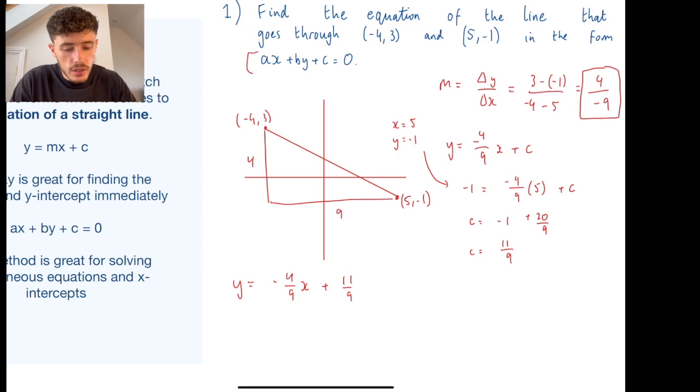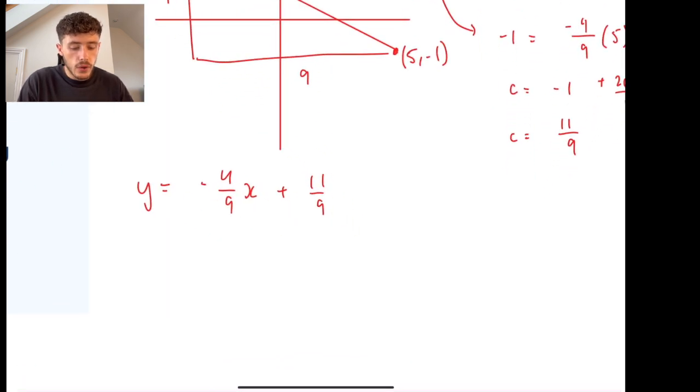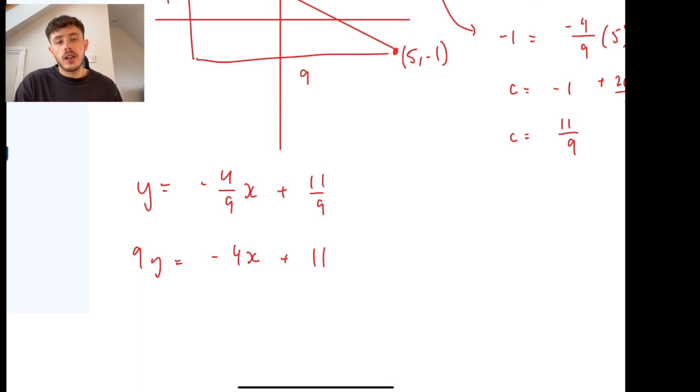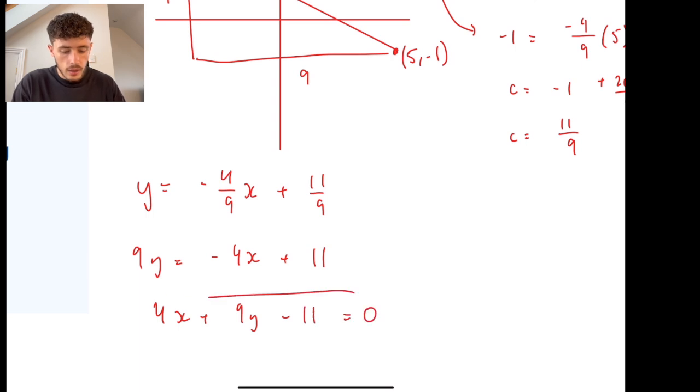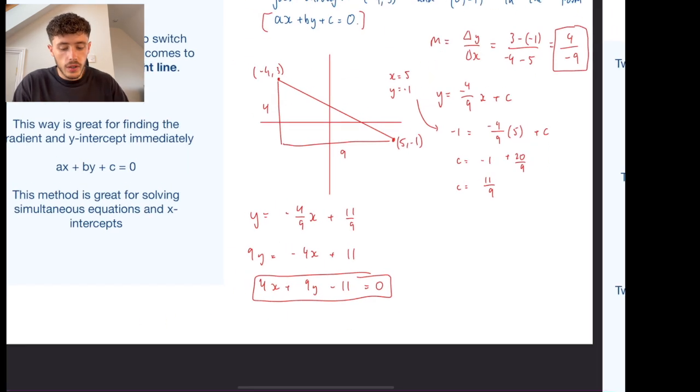And because we need to write it in this form of ax plus by plus c equals 0, we can first of all multiply everything by 9. So 9y equals -4x plus 11. And then bring everything onto the left-hand side. So we have 4x plus 9y minus 11 equals 0. And there is our final answer.